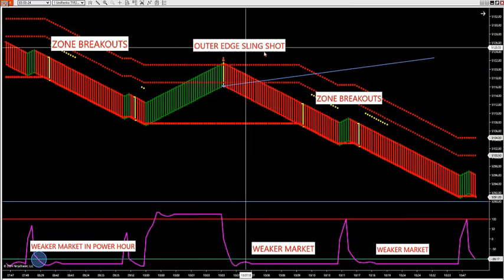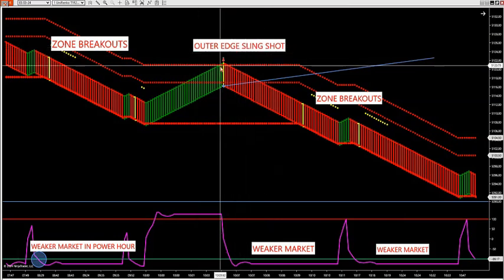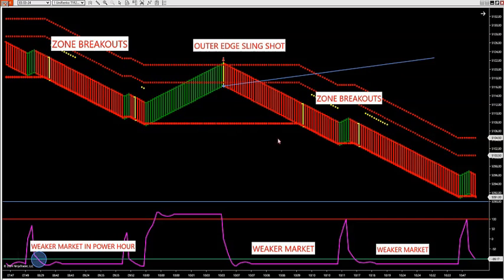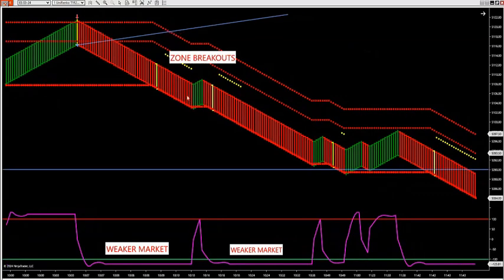So that's the first one, outer edge slingshot. That's the setup if you get to the outer zone. The second setup is a zone breakdown. What if the market's too weak and doesn't retrace to a deep retracement? That's when we come to this zone breakdown. What a zone breakdown is, it's with the trend.